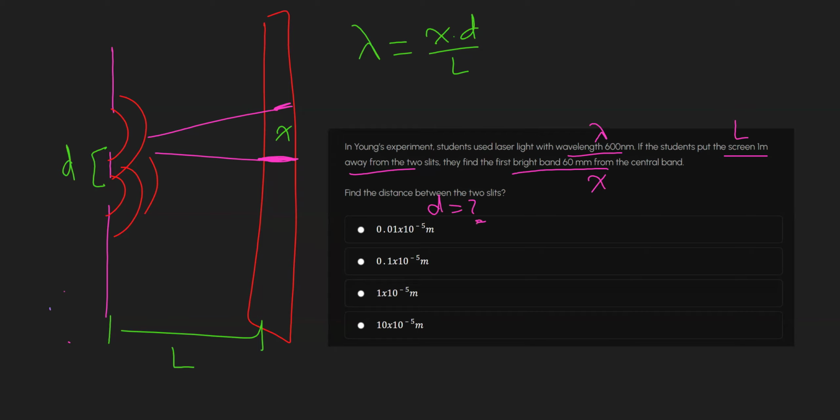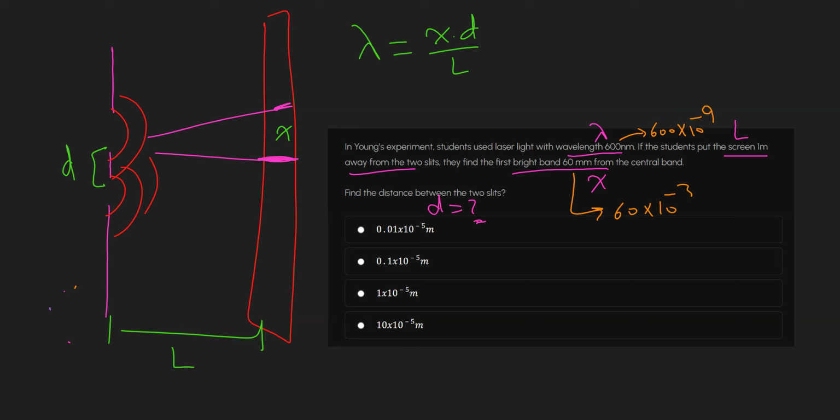And I should make sure that before I start solving, all the units have to be in meter, in SI unit, which is what? Meter. So nanometer here, I'm going to multiply 600 times 10 to the power of -9, to change it from nanometer into meter. And here now, 60 millimeter, I'm going to multiply the 60 times 10 to the power of -3 to change it from millimeter into meter. Then the next unit is also already in meter. Now we go to solve.